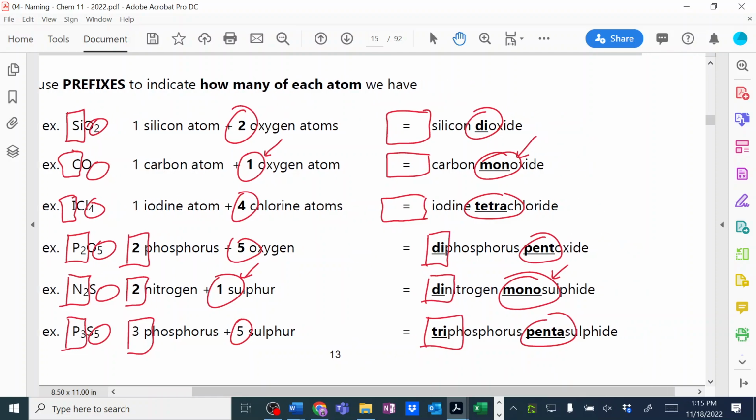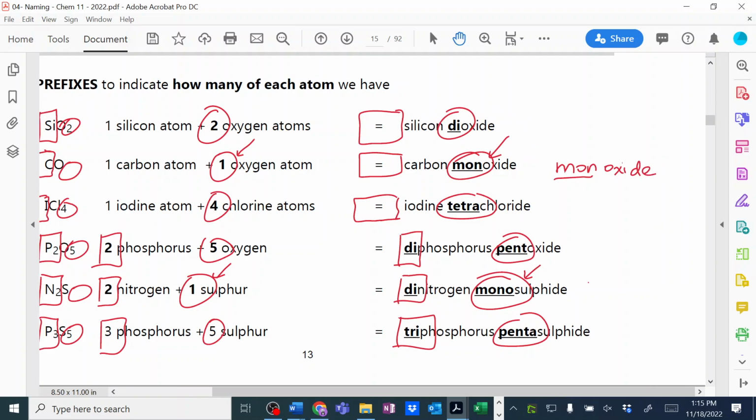Now the last thing I'd like you to notice about this, monoxide versus monosulfide. Why do you think it's different? Yeah, it just sounds really weird. Monooxide sounds weird, plus it also looks kind of like monoxide, which is just really, really strange.